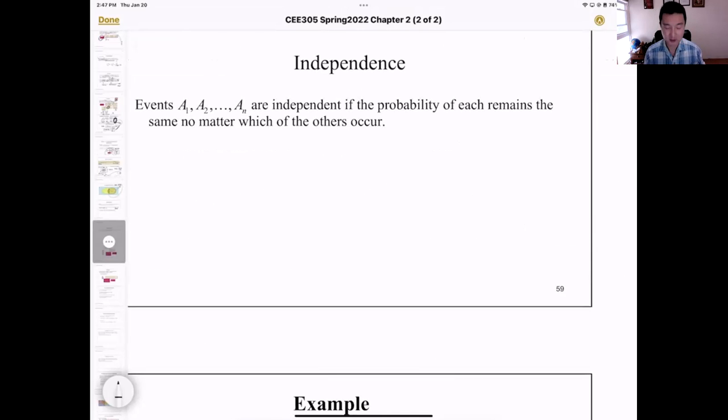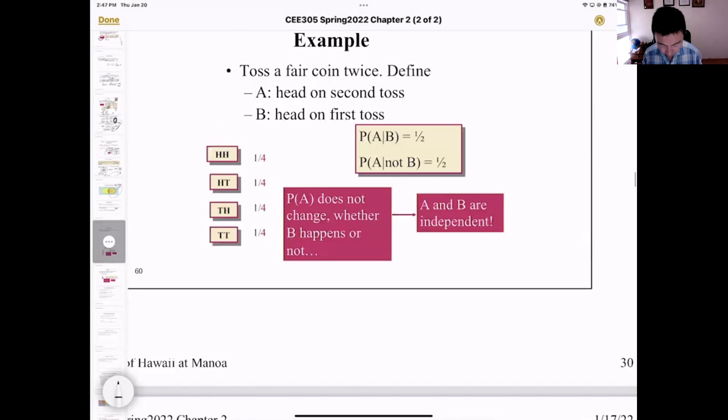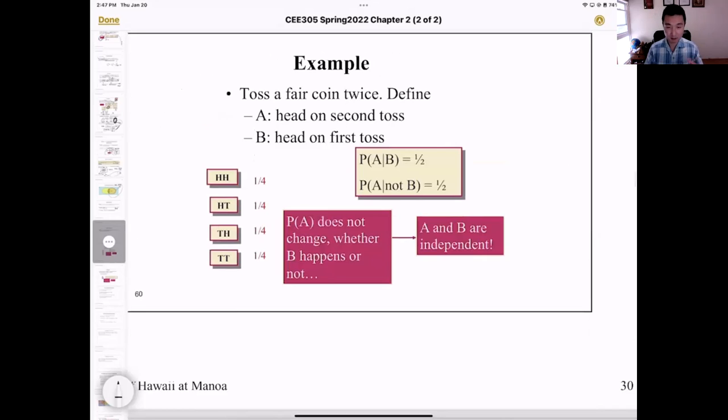Okay. If we have more than two independent events, A1, A2, and An, if the probability of each remains the same no matter whether the others occur, then we also call these n events independent. Then we can check if two events are independent or not.